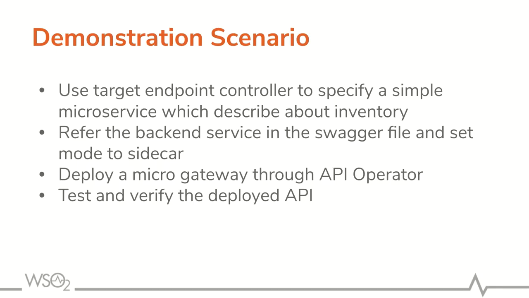I'm going to demonstrate this as a simple scenario. I'm going to use a simple inventory service which will be deployed as a target endpoint, and I will refer to this backend service in Swagger. I will use our API operator to deploy this backend service along with my micro gateway, and I'm going to test and verify the deployed API.